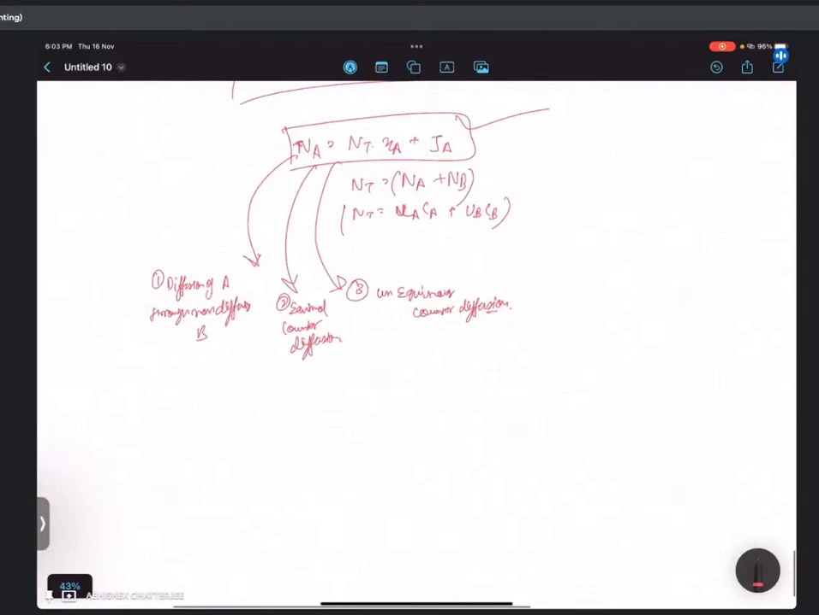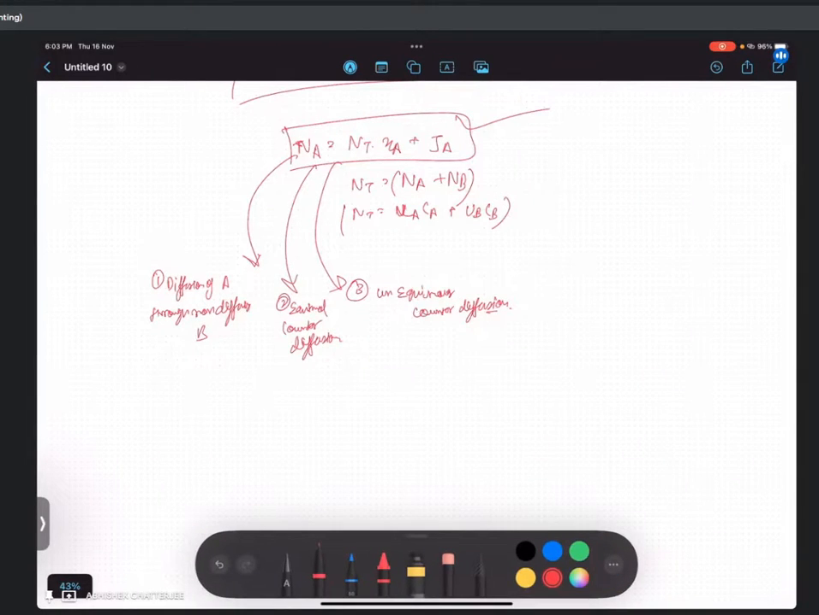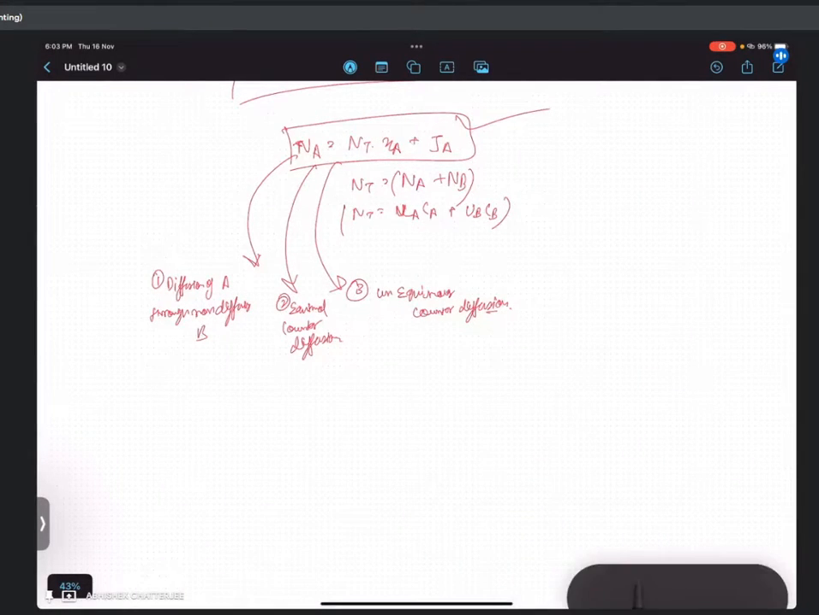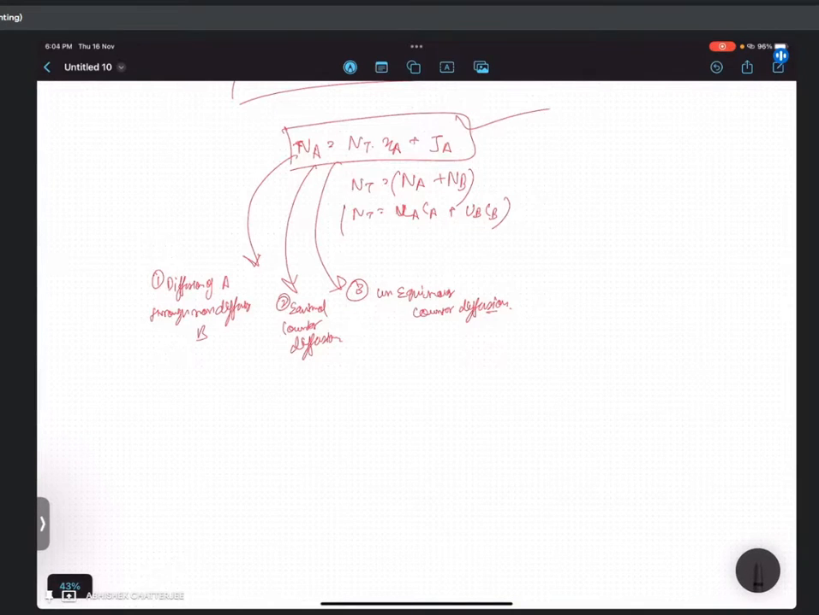So from here we were saying that diffusion can be of three types. One is diffusion of A through non-diffusing B, equimolar counter diffusion and unequimolar counter diffusion. So from here, the part that will be important for you in the GATE exam will start. From here numericals will be arising. So let us see.